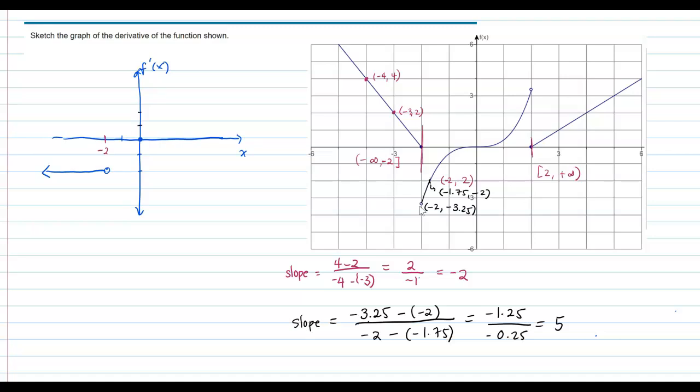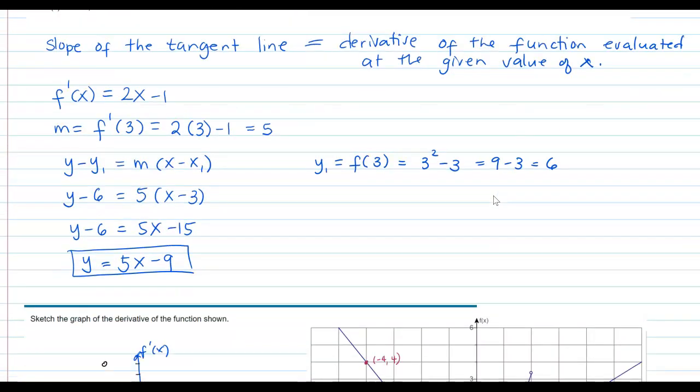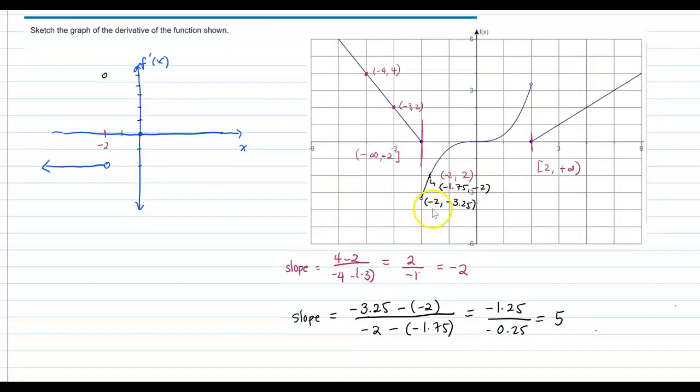So you have 1, 2, 3, 4, 5. Now that is x equals negative 2. And there should be an open hole here because the derivative does not exist at x equals negative 2. So the graph would look like this. The slope eventually approaches 0. There we go. It's above the x-axis because you know it's positive, it's increasing.